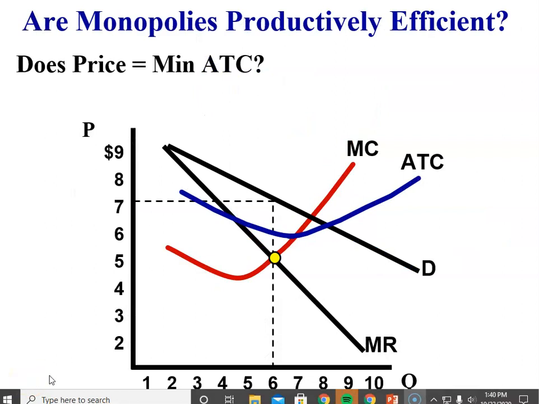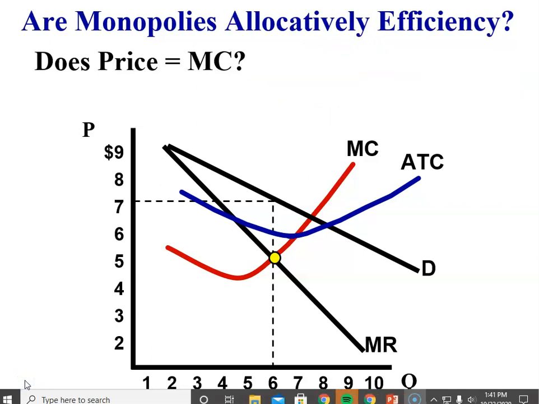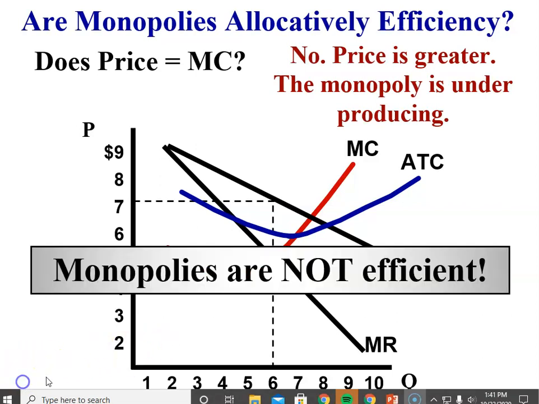Are monopolies productively efficient? Does the price equal the minimum point on the ATC curve? No, monopolies are not producing at the lowest cost on the ATC curve. Are monopolies allocatively efficient? Does the price equal the marginal cost curve? No, the price is greater. The monopoly is underproducing. Monopolies are not efficient.